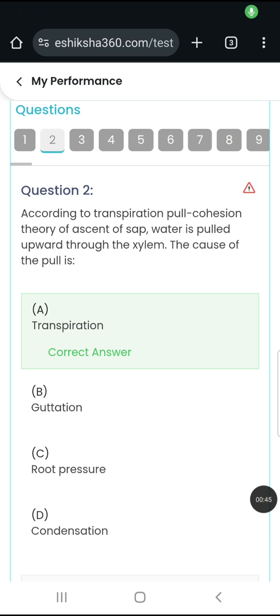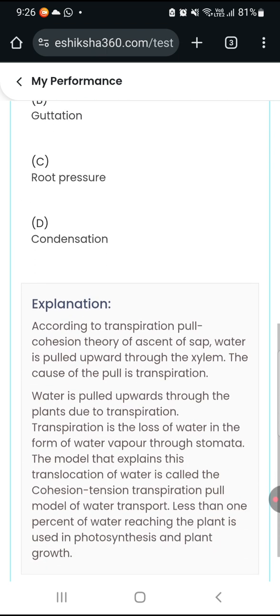Question number 2. According to the transpiration pull cohesion theory of ascent of sap, water is pulled upwards through the xylem. The cause of the pull is transpiration.